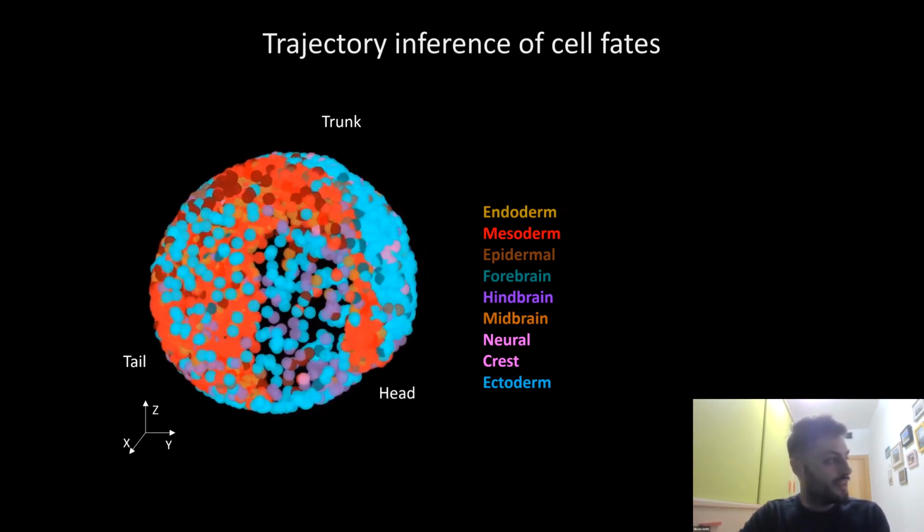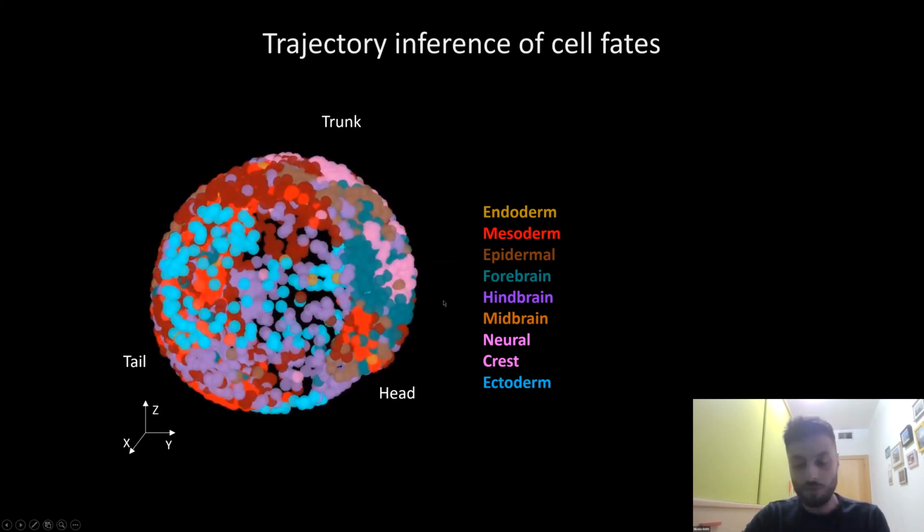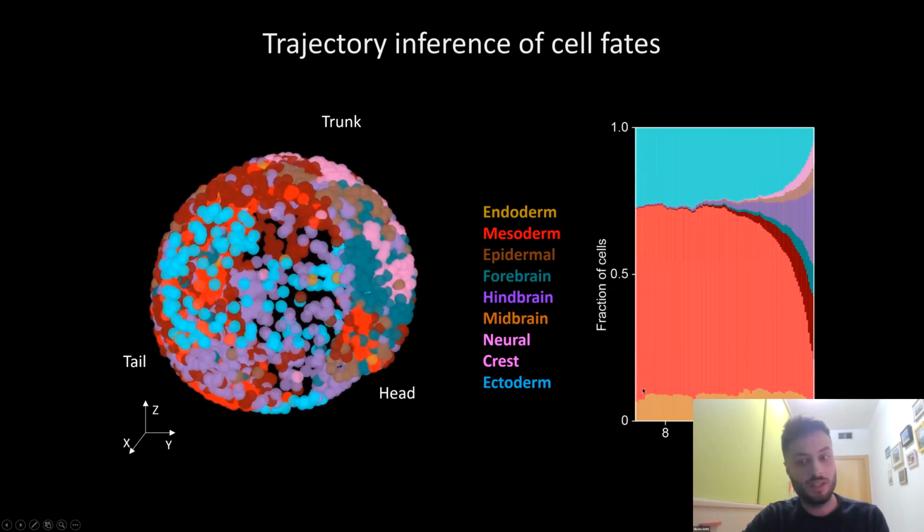You will see now most of these colors appearing by the end of the movie, and this can also be seen by the proportion of cell types that are present at the different times during zebrafish development, where we start at the beginning with mostly endoderm, mesendoderm, and ectoderm cells, and we end up with many more cell types.